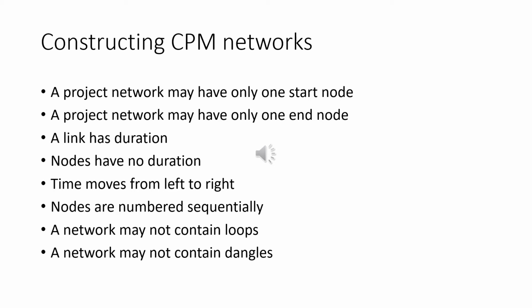The next rule, a network may not contain dangles. A dangling activity suggests there are two completion points for the project.